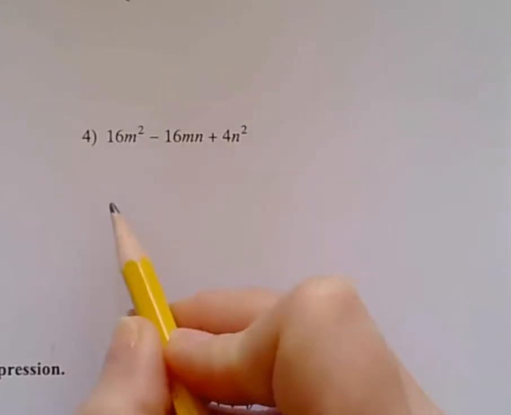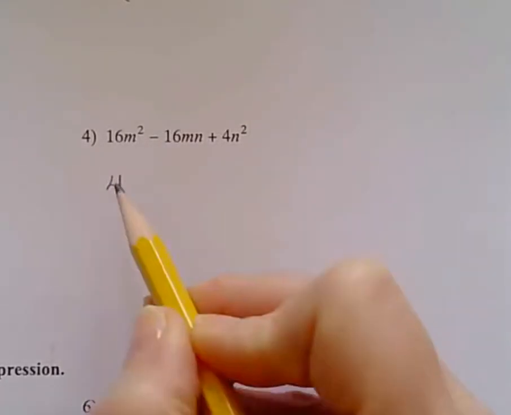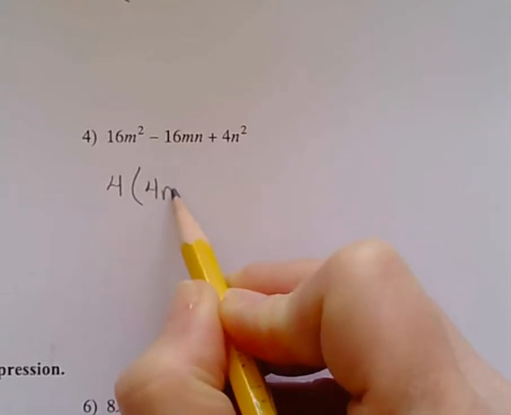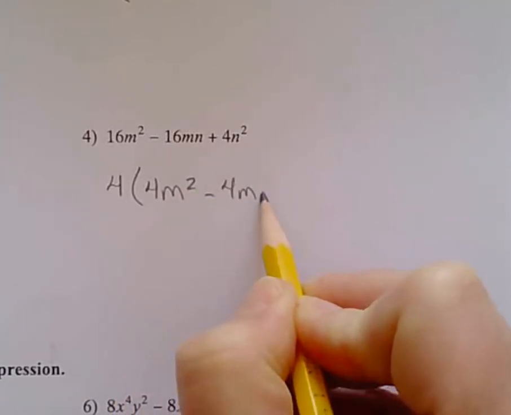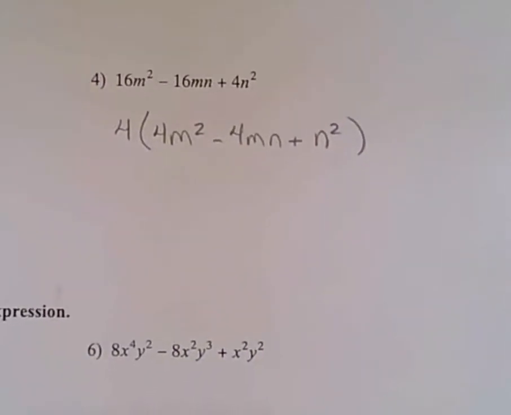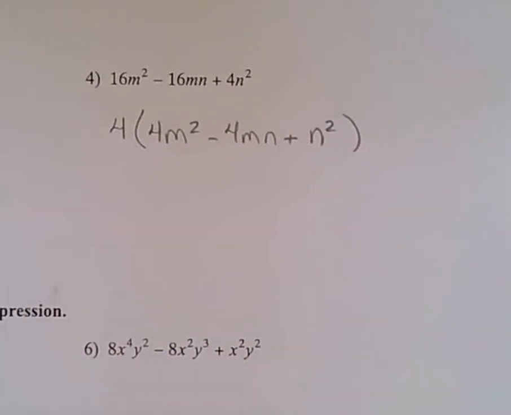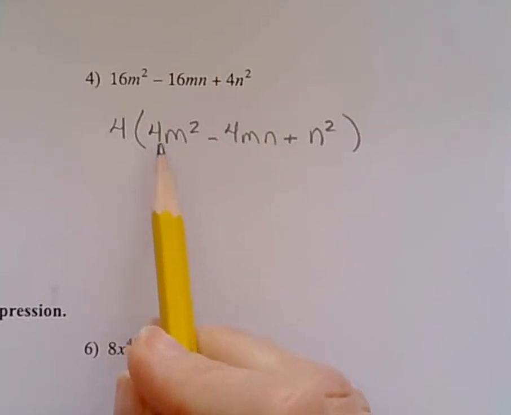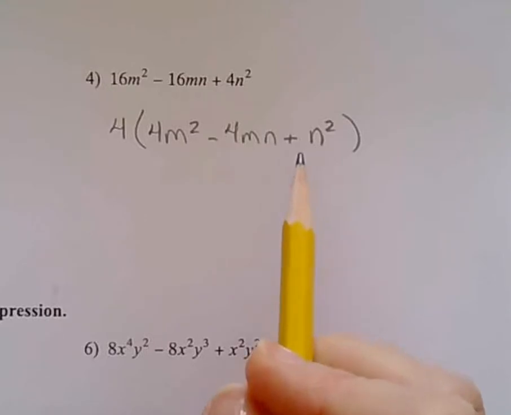And my GCF here is a 4. Factor that out. 4m squared minus 4mn plus n squared. So now I'm going to continue and I'm going to count my terms. 1, 2, 3. It's a trinomial. 3 different ways to tackle trinomials. I also have a coefficient, but it's also wacky because I have another variable here.